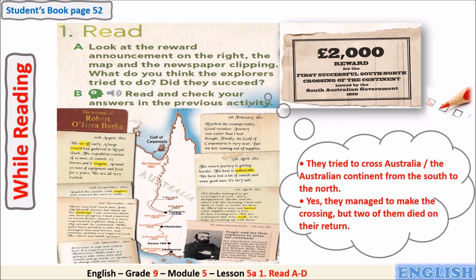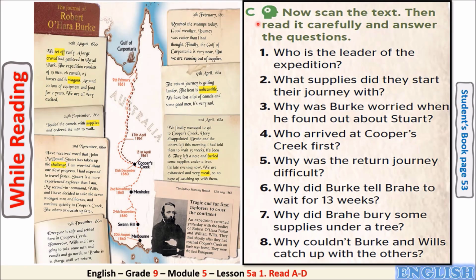Well done, my students. This is exercise C in the student's book, page 53. And this is a while reading activity. Now scan the text, then read it carefully and answer the questions. Here we have 8 WH questions. Now pause the video, read these questions, scan the text, then answer the following questions.